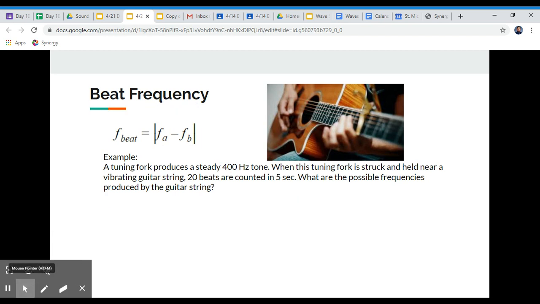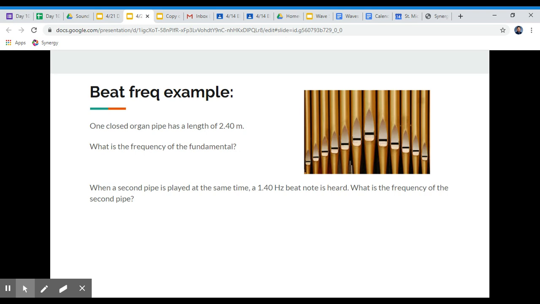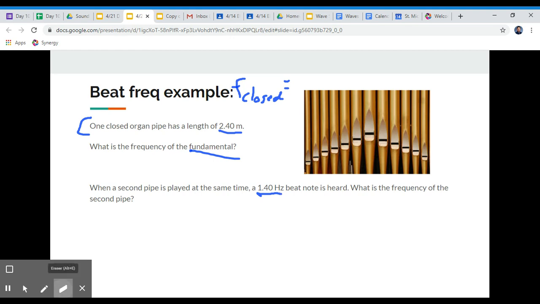Why don't you guys go ahead and try this problem on your own. Similar problem. The only difference is here it gives you a closed organ pipe that has a length of 2.4 meters. So keep in mind that you will have to use that frequency of a closed pipe equation in order to solve for the fundamental frequency, and then from there it tells you a 1.4 hertz beat note is heard. So what are the possible other frequencies? Okay, so try that one on your own. I will post the answers on there.